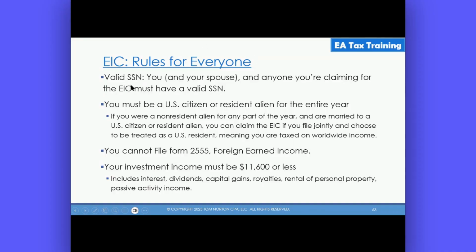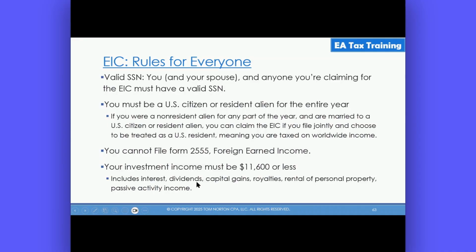Next rule, you have to have a valid Social Security number. You have to have it. If you're married filing jointly, your spouse has to have a valid Social Security number, and the children have to have a valid Social Security number. You must be a U.S. citizen or resident alien for the entire year, unless you meet that exception we talked about before, where a nonresident alien can elect to be taxed as a resident alien and file jointly with their spouse. You cannot have filed the Form 2555, excluding foreign earned income, and your investment income must be $11,600 or less.